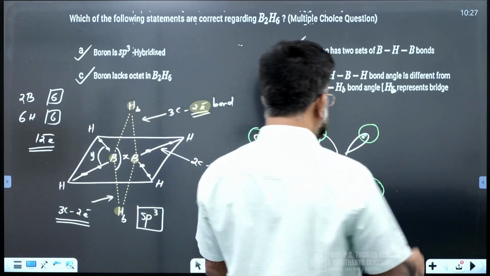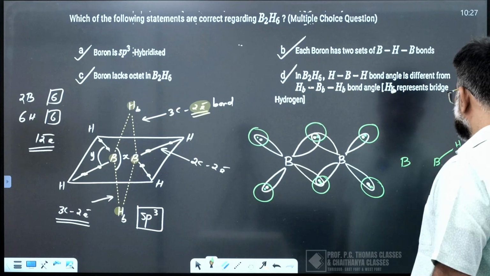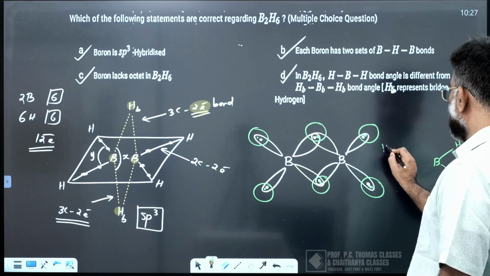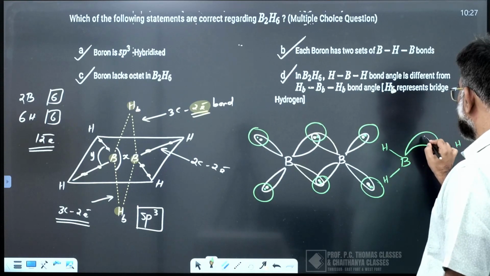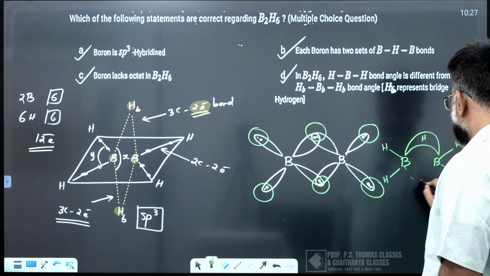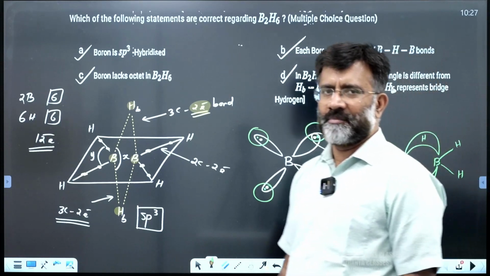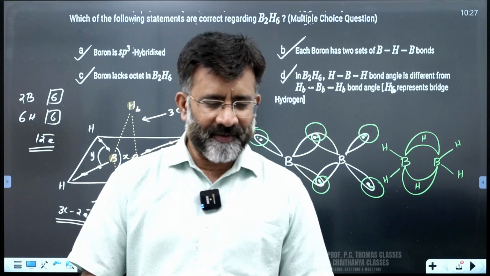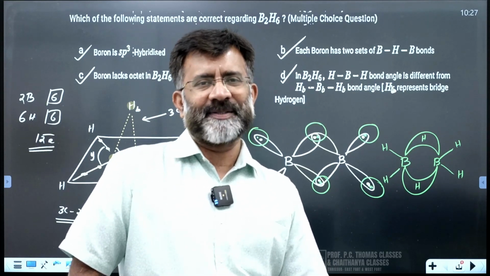Right? So the net result will be there is boron, boron. This bond is the usual one, this bond is the usual one, this is the usual one, and this is the usual one. While here you have an electron cloud where there is hydrogen. And that's why it is called a banana bond. All of you are aware of that. That's about the structural details and the concerned question based on this type.